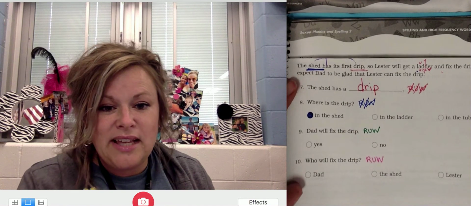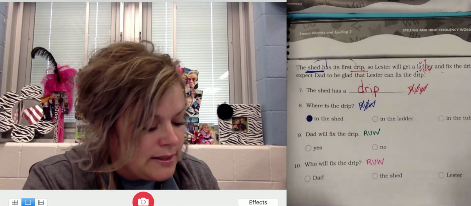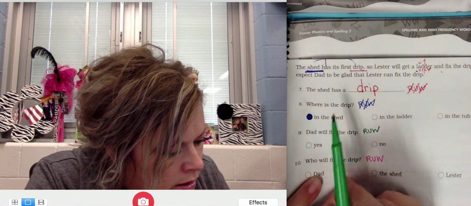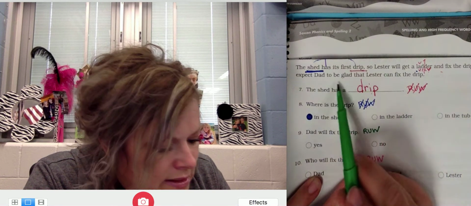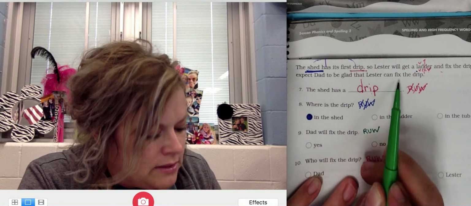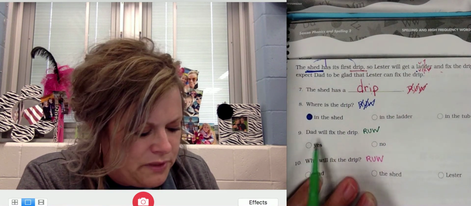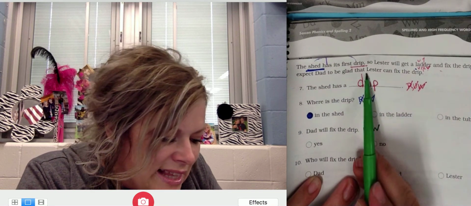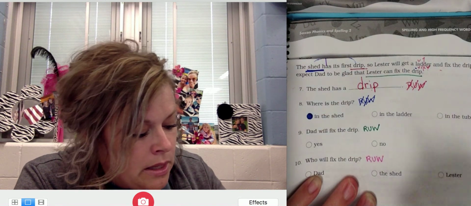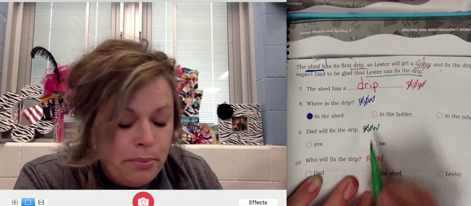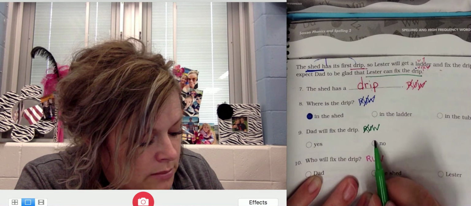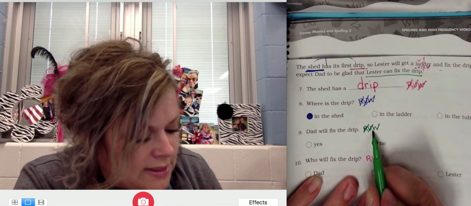Okay. Number 9, Dad will fix the drip. I remember that word fix up there. Let me look. Fix. I'm going to go back to the beginning of the sentence that has fix in it. I expect Dad to be glad that Lester can fix the drip. This says Dad will fix the drip. But up here it says Lester can fix the drip. Dad's just glad. He didn't fix the drip. So we read and we underlined, and I'm going to put no because actually who's fixing the drip is Lester. Okay, so I'm going to fill in the no and cross that out.